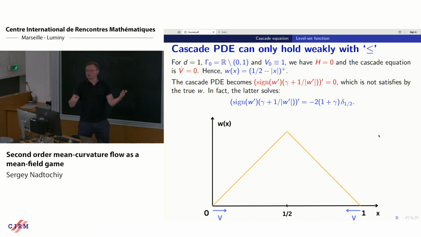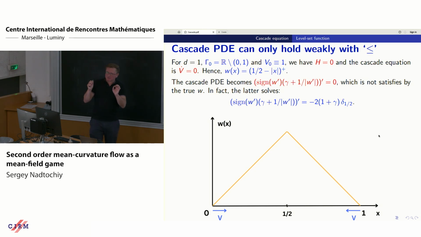Now, it's clear what the solution looks like, right? I mean, you have no acceleration. You have constant velocity, two points moving towards each other. I mean, W must look like this, right? It's clear. But when you look at the cascade PDE, it becomes this. And when you plug the correct solution into it, you get a non-trivial right-hand side. It's this delta function that you accumulate exactly in the midpoint.